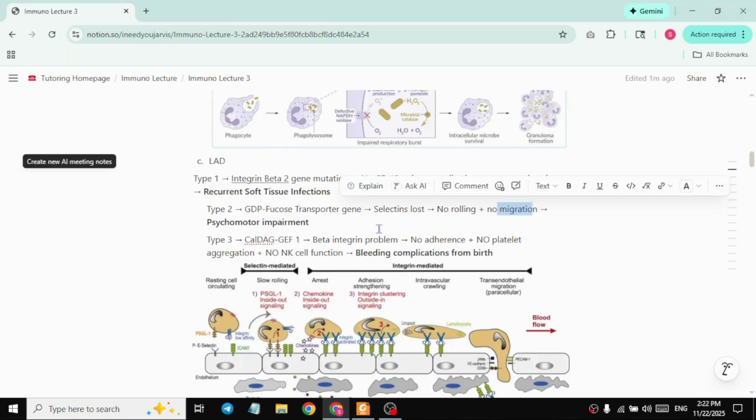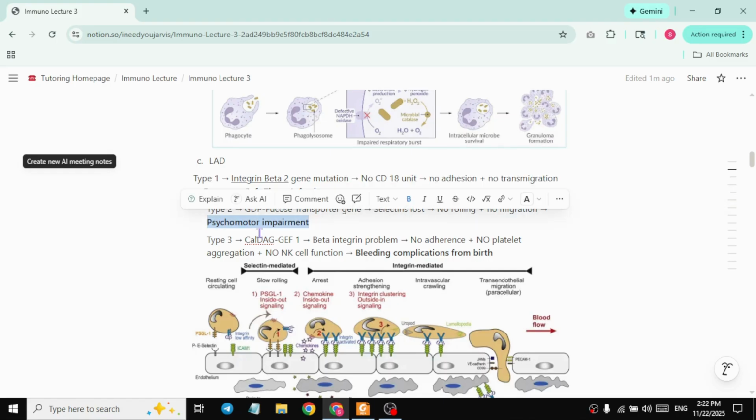Now, with these types of LAD type 2, the main thing that they would like to focus on is psychomotor stuff, okay? And I'm pretty sure it's just linked to how microglial cells work and how they go about in the neuron and stuff like that. But just for exam purposes, remember that whenever they ask a question about LAD type 2, they're going to put something about psychology and psychomotor symptoms and stuff.